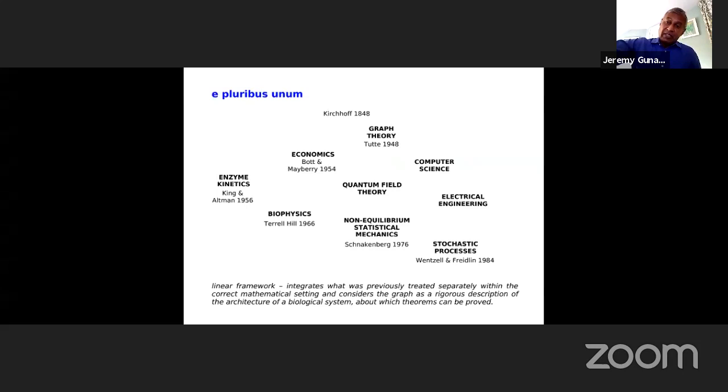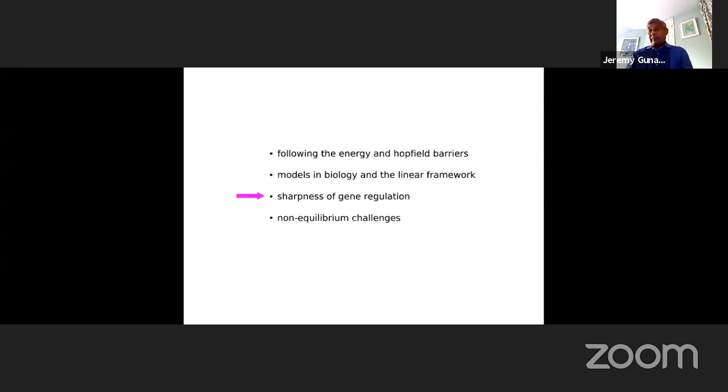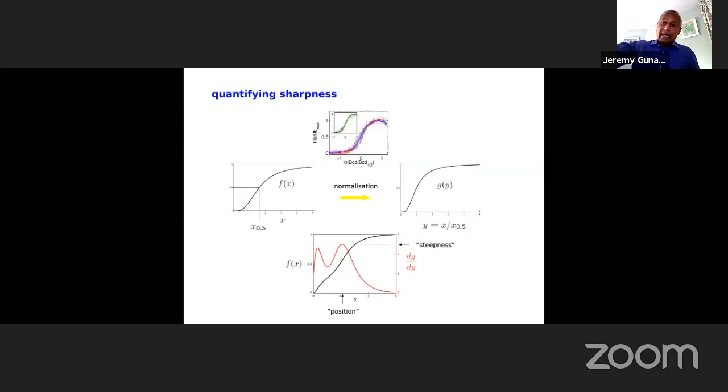So let me just say very briefly that there's a lot of historical background to what I've been talking about here, but let me skip over this in the interest of time and move on to tell you something about what the point of all this is. And to talk about this particular problem of sharpness. So we're going to look at gene regulation and gene regulation functions. I remind you of this particular example that we looked at before of hunchback responding to Bicoid as an example. So we're going to look at input-output gene regulation functions in which there's a single input, a single transcription factor, and the output of a single gene.